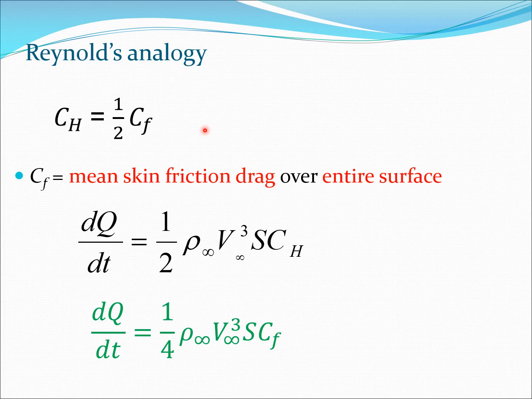Now we are going to use one more fact, and this is without proof, but it's something which comes from fluid mechanics, and this is known as the Reynolds analogy, which says that Ch equals half Cf, where Cf is the mean skin friction drag coefficient over the entire surface. So if I use this definition here, I can write this dq by dt as 1 by 4 rho infinity v infinity cubed s Cf. So all we did is replace Ch by Cf by 2 and we get this expression. Now Cf is something we have a better hold on compared to the Stanton number because we do know the skin friction drag coefficient.